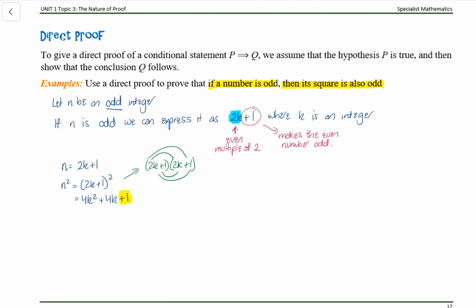So if we can show that 4k squared plus 4k is even, then we've shown n squared is odd. So let's bring out a factor of 2, and we've got 2k squared plus 2k, and then we have our plus 1. Now this must be even because it's a multiple of 2. And then the plus 1 makes it odd.